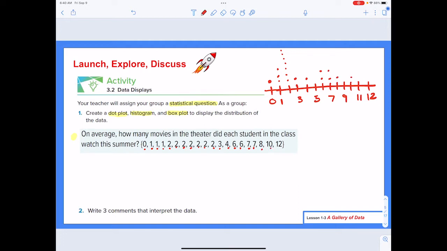I have a 10. There's my 10. And I have a 12. There's my 12. All right, so there is my dot plot for that. If I want to make a histogram, same idea.